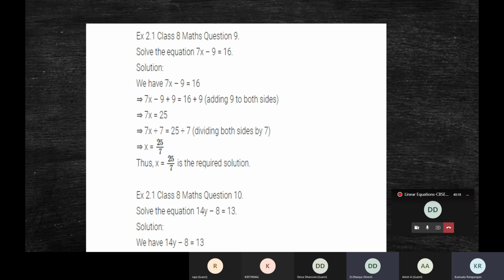So first we get rid of minus 9, then we get rid of 7. To get rid of minus 9, we add 9 on both the sides. And then to get rid of 7, we divide by 7 on both the sides. If the operation is subtraction, we add. If it is addition, we subtract. Multiplication, then we divide. If it's division, we multiply. We give the opposite effect.